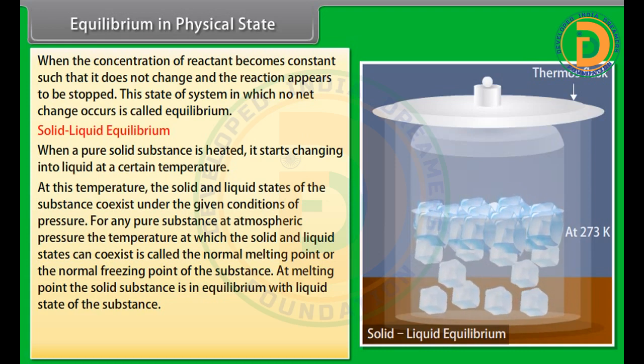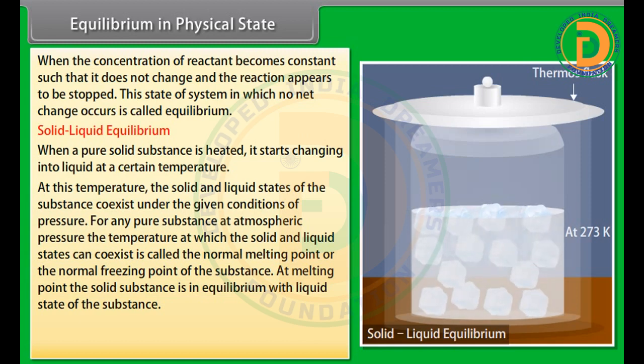For any pure substance, at atmospheric pressure, the temperature at which the solid and liquid states can coexist is called the normal melting point or the normal freezing point of the substance. At melting point, the solid substance is in equilibrium with liquid state of the substance.